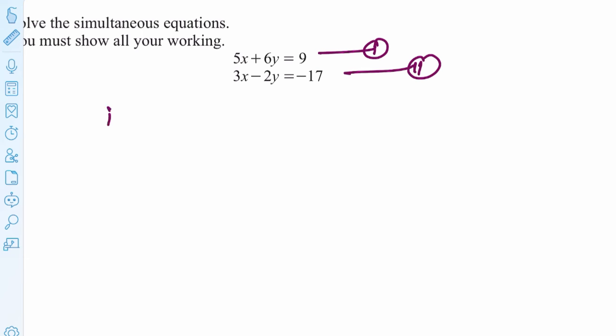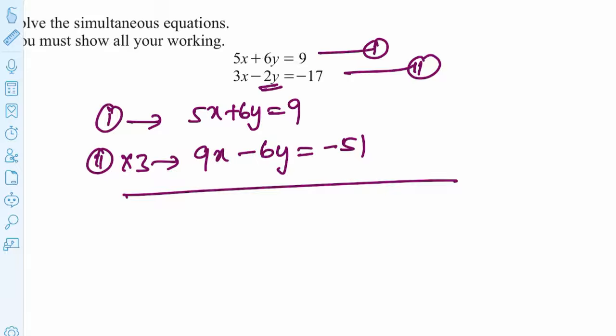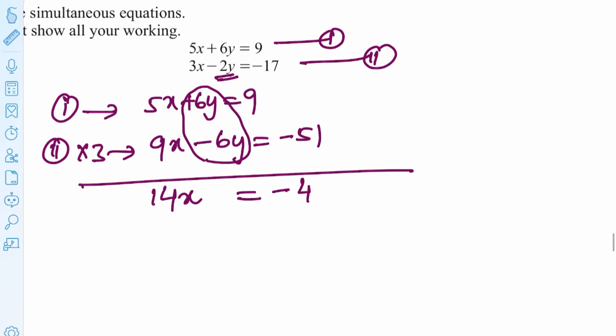Now the first equation I am keeping exactly the same, that is 5x plus 6y equals 9, and the second equation I am multiplying by 3. Why? Because I need to make this equal 6. So 3 times 3 becomes 9x, minus 3 times 2 is minus 6y, and 3 times minus 7 equals minus 21. If you see this, 6y minus 6y becomes 0, 5x plus 9x becomes 14x, which equals 9 plus 42.